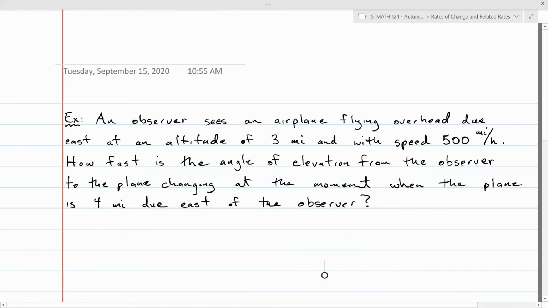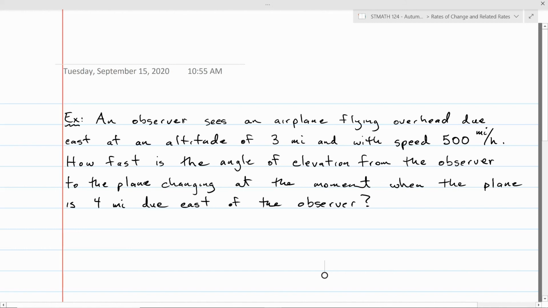In this example, we have a person who sees an airplane fly overhead, and they can tell that the airplane is flying due east, and it turns out that the airplane is at an altitude of 3 miles and is flying with a speed of 500 miles per hour. Now, as a person would see an airplane flying off into the distance, that person could measure the angle of elevation from them up to the plane. And as that airplane flies into the distance, that angle of elevation is going to change. In fact, it's going to get closer and closer to zero as the plane flies off to the horizon.